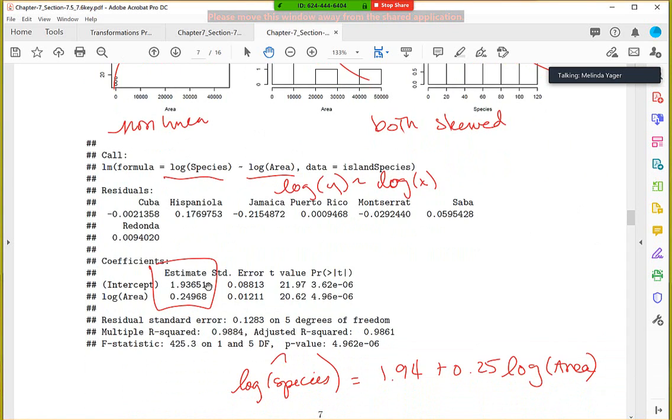Again, you find your estimated line of regression the same way. You can see though that I put in log of species for Y and log of area for X.